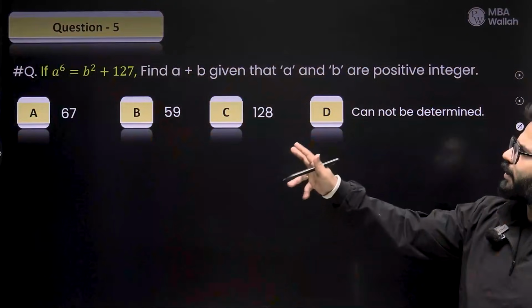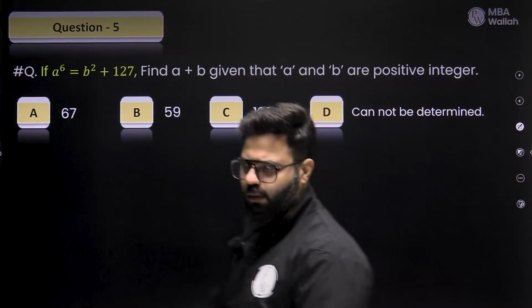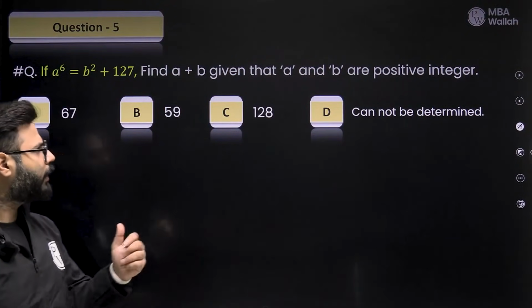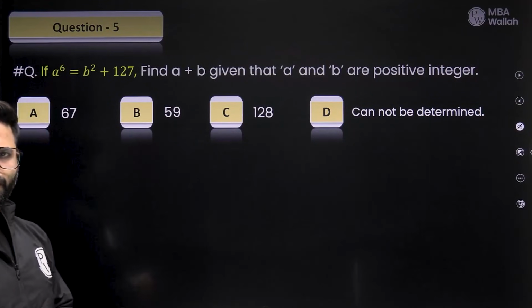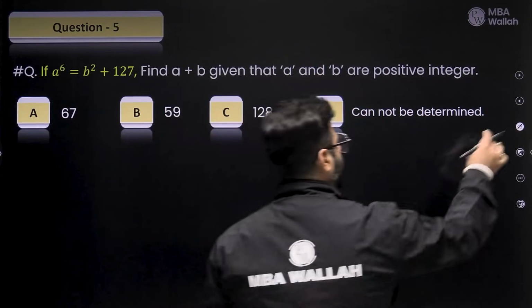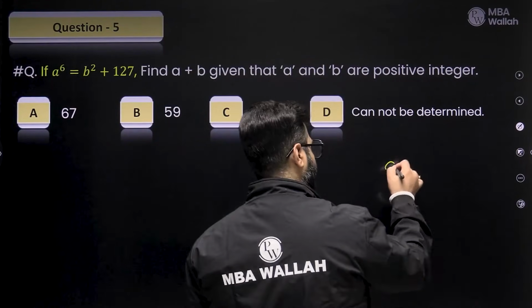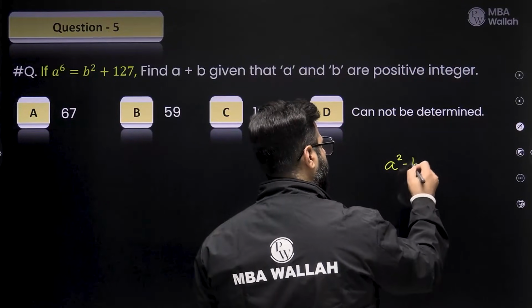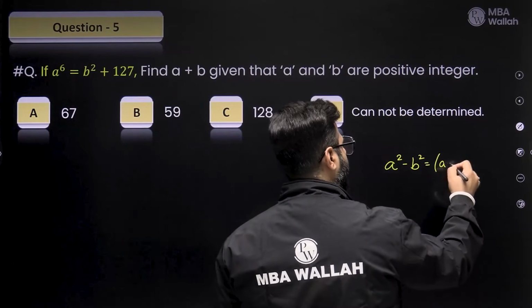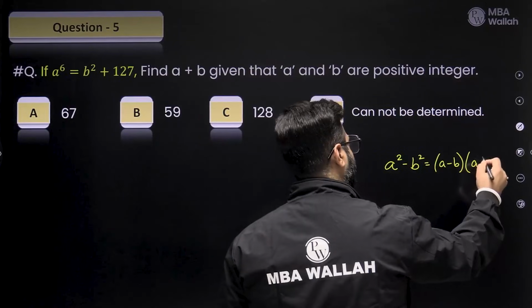A to the power 6 equals b square plus 127. The question asks us to find a plus b given that a and b are positive integers. A little property would be used over here. I hope you know that. In case you don't, I'll write it down for you. a square minus b square is equal to (a minus b) times (a plus b).